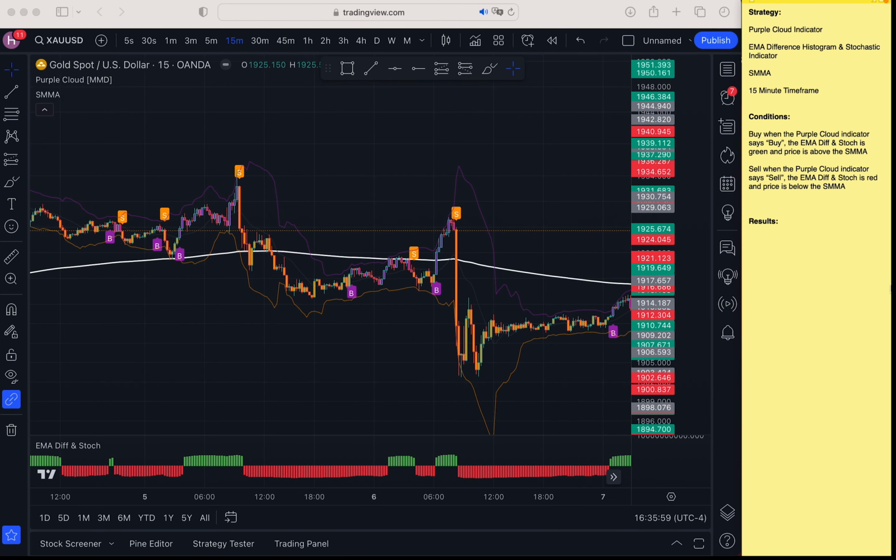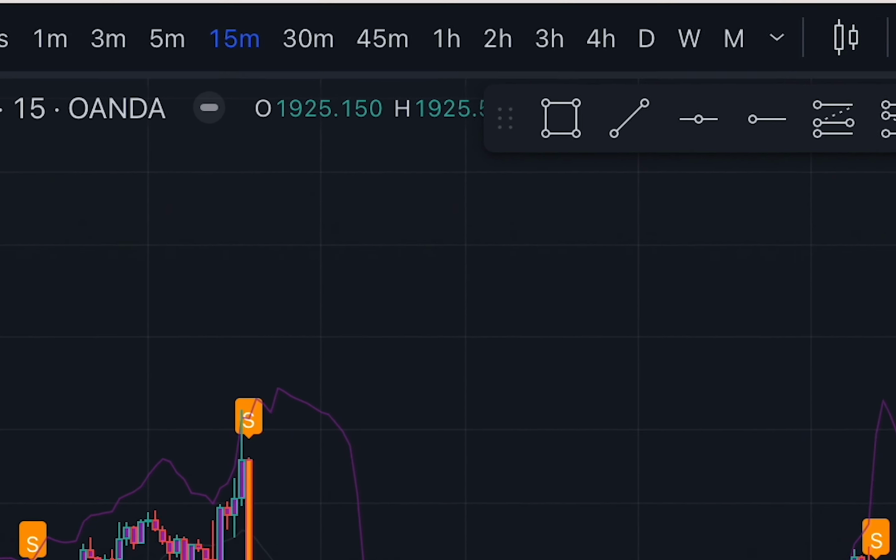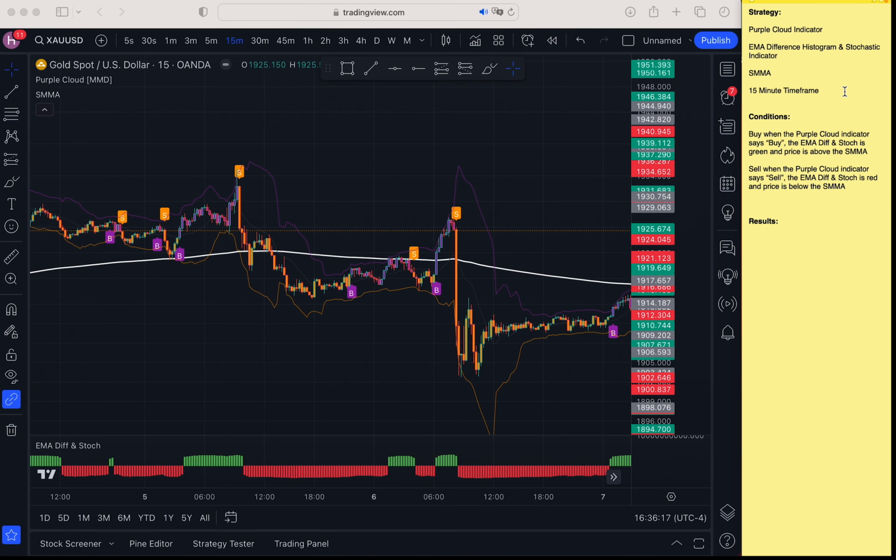For this strategy, there's 3 indicators we'll be using. The first is the purple cloud indicator. The second is an EMA difference histogram and stochastic indicator. And the third is a smooth moving average. And we'll be placing all trades on a 15-minute time frame. Now, there's 3 conditions we'll be looking for on whether we're placing a buy or a sell.